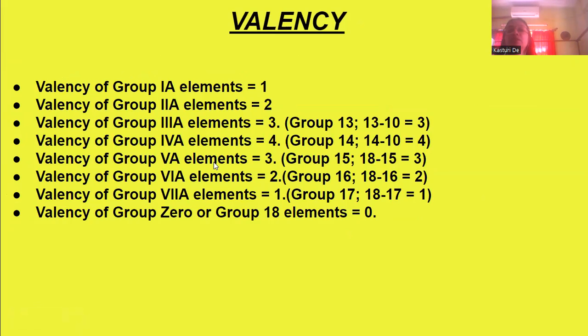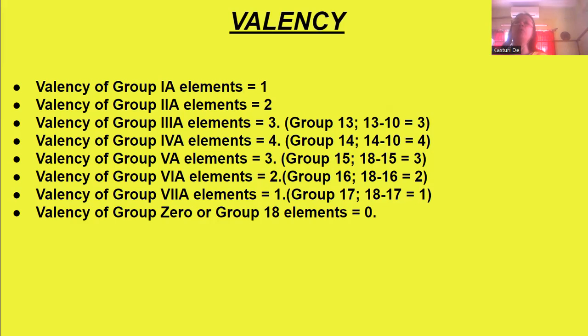See, this is the thing. The valency of group 1A elements is equal to 1, group 2A elements is equal to 2, group 3A elements is equal to 3. Why? Because it's group 13, so 13 minus 10, that is 3. Group 4A is 4. Group 5A will be 3. Why? Because it's group 15, and 18 minus 15, that is 3.